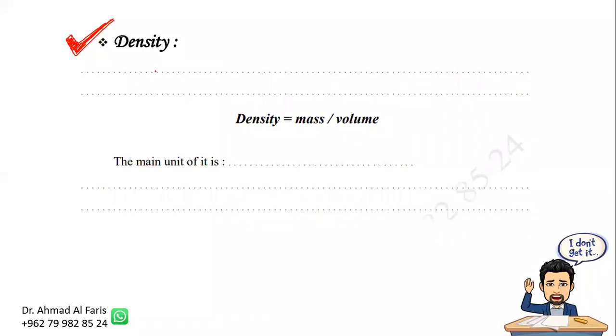So what is the meaning of density? Density is how close the molecules are to each other. So it's mass per unit volume. Whenever the object has more mass in a smaller volume, it will have greater density. Who can give me examples of materials that have high density?